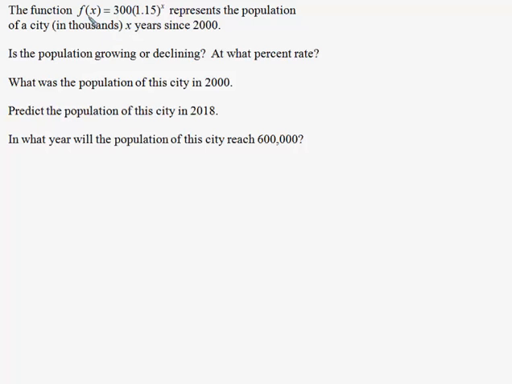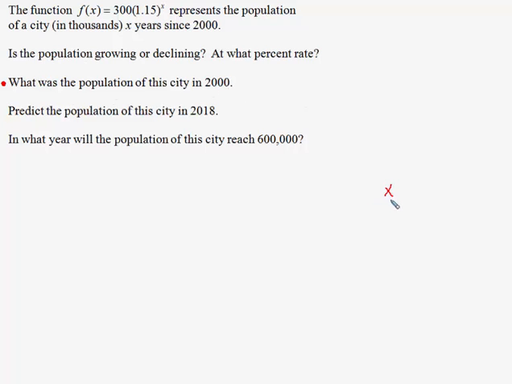Here we have an exponential function that represents the population of a city in thousands, and the input variable x is time in years since 2000. And we have about 4 questions to answer. I'm actually going to start by answering this one because it'll help me explain the first question asked here. So what was the population of the city in the year 2000?